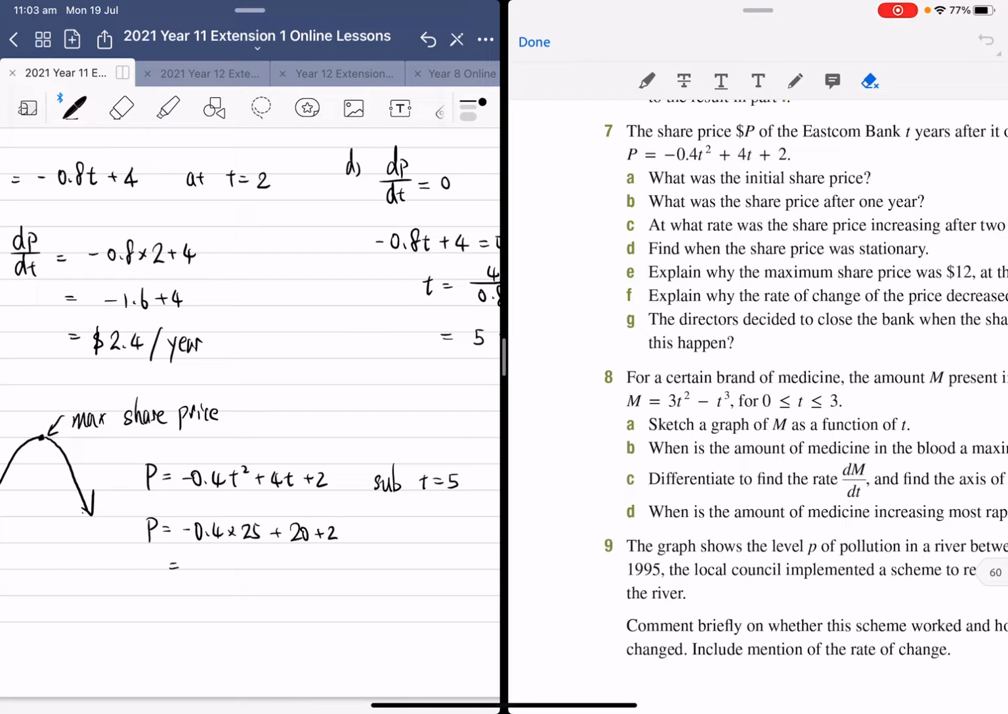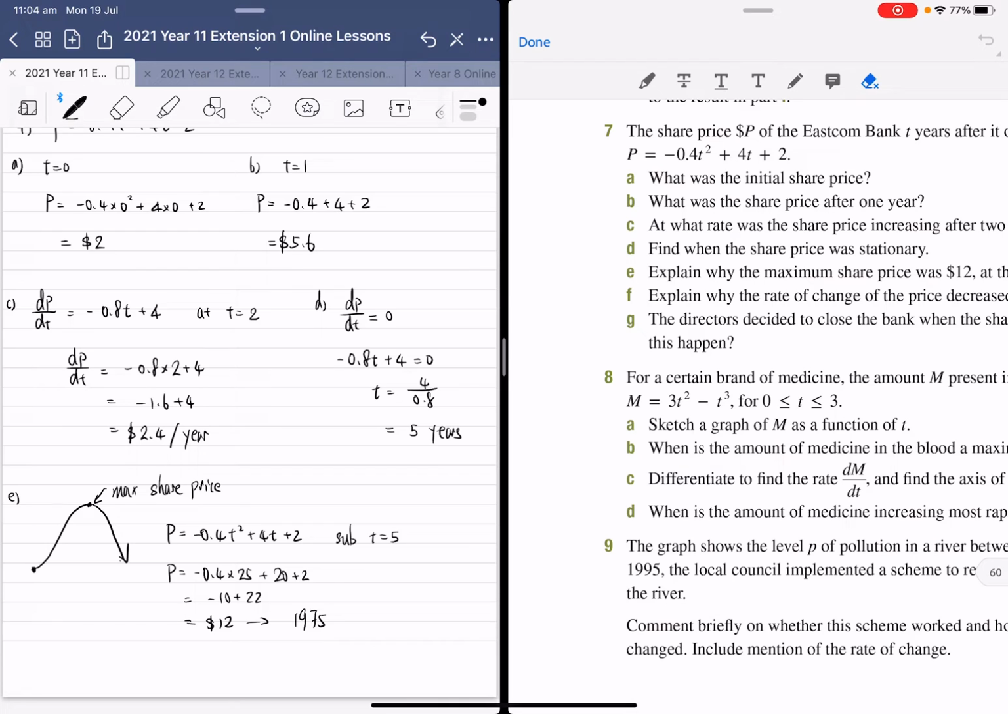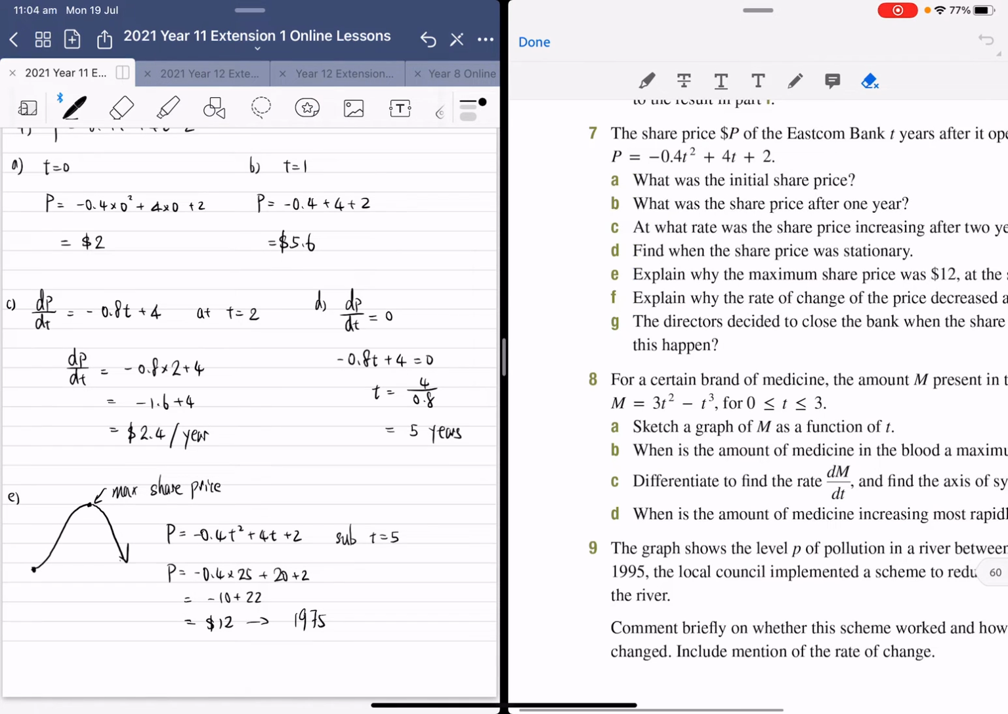Let's see. 25 times 0.4 is 10, so negative 10 plus 22. So the answer is $12. And this is the start of 1975, since you're adding 5 to the year 1970. So this is question E.